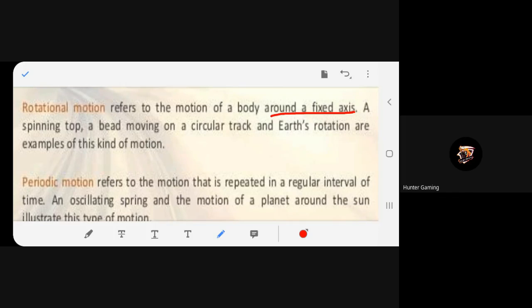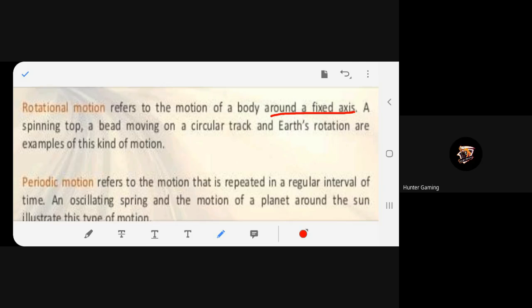It's the part with which we make a necklace. In Hindi, it is called moti. So a bead is a moti. If you move it, it also rotates on its axis. And the third example is the Earth's rotation.